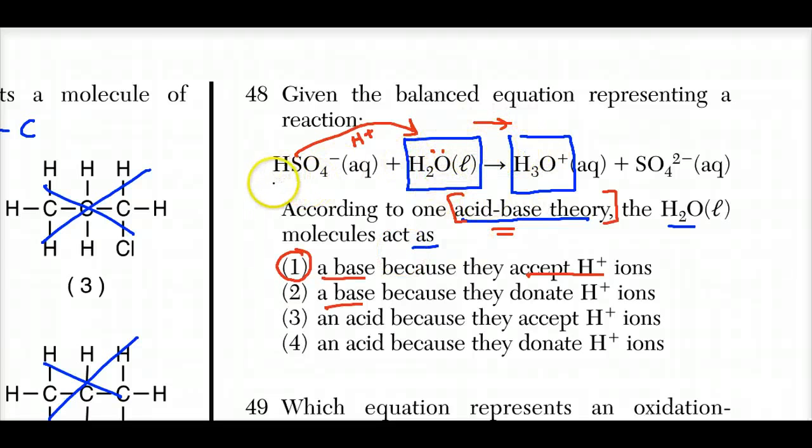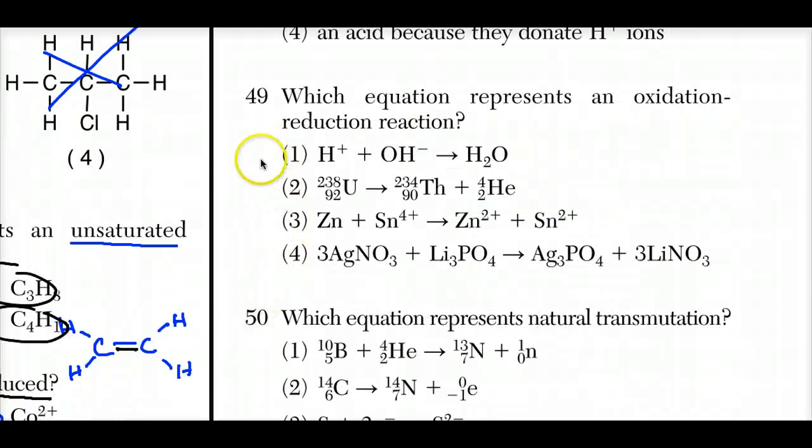Now, look with me. HSO4 negative, as it goes left to right, loses an H. This would be the acid. This is the conjugate base. It has one less H. Why? Because it's donating it. Okay? Choice 1. 49. Which one's an oxidation-reduction reaction?